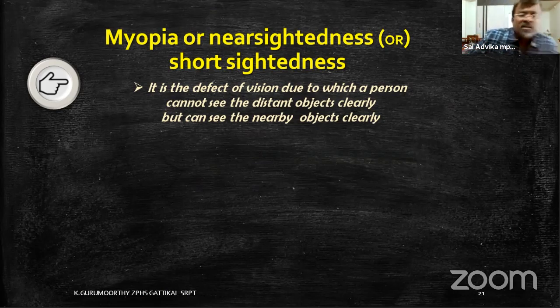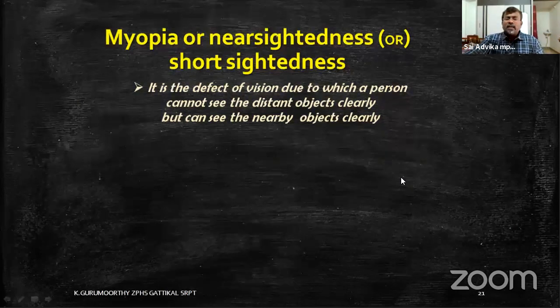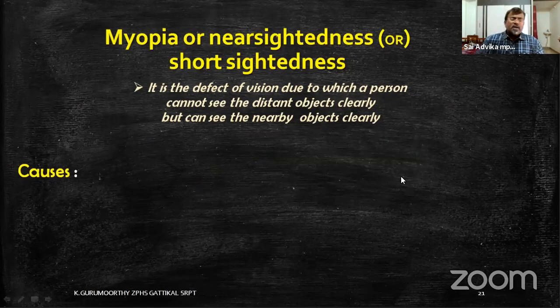Okay, so nearby objects can be seen clearly but not the far away objects. What may be the reason? Now, let us find out the reasons for this myopia.